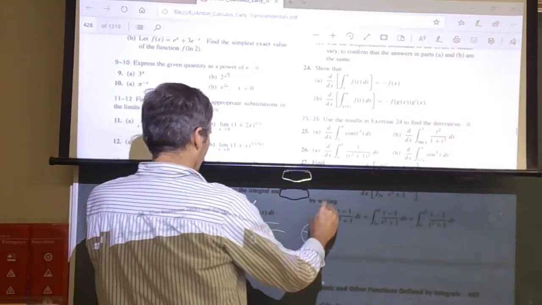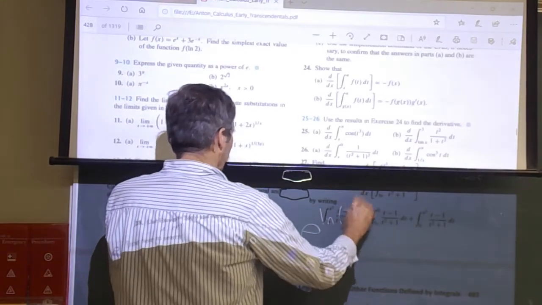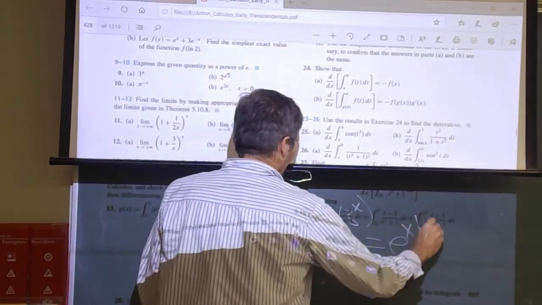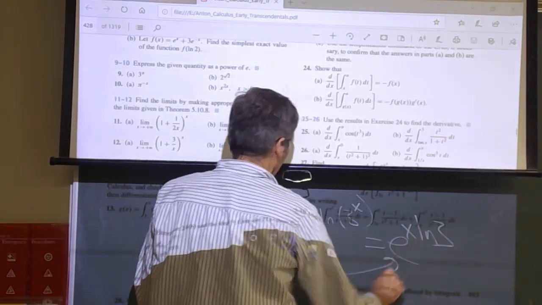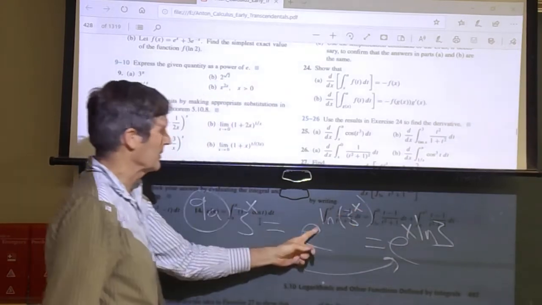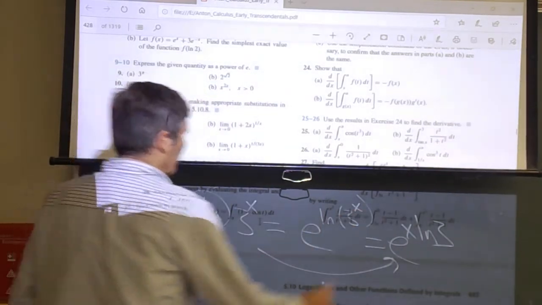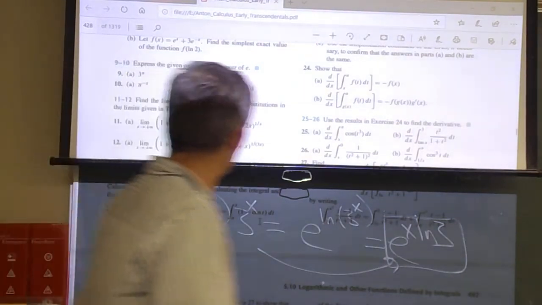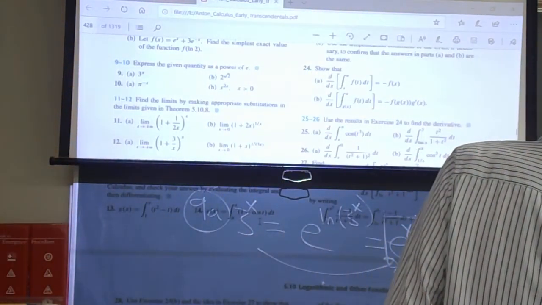I can write this as e to the ln of 3 to the x, and pull down the x, and say this is e to the x ln 3. This is really the way they defined it in the book. They said let 3 to the x be e to the x ln 3. I like to just remember it from the properties. But there's the answer to that one. It's now a definition instead of a theorem.